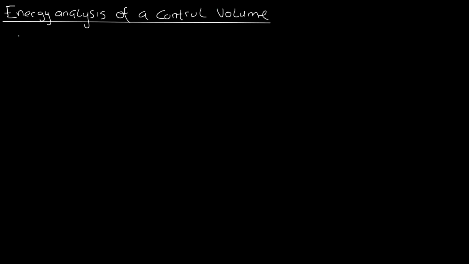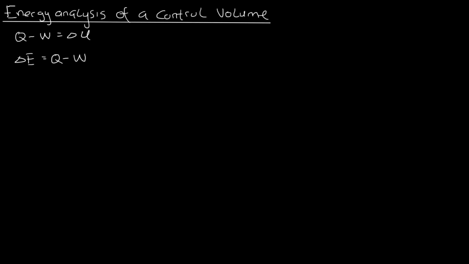Earlier in this series, we discussed the energy analysis of a control mass, and we obtained this energy equation. This is based on the fact that the change in the total energy of a closed system is equal to the heat supplied minus the work done by the system.